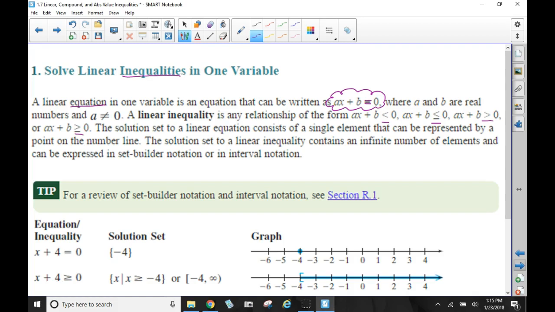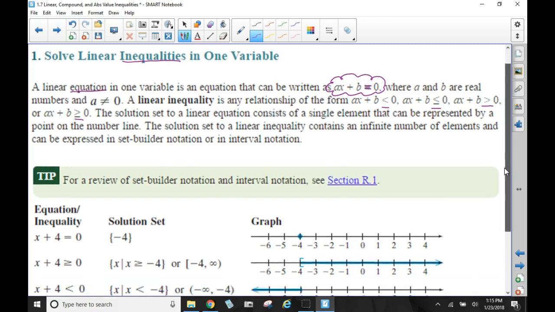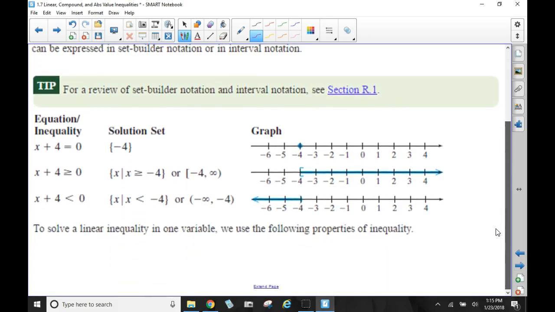But the solution set to a linear inequality contains a whole range of numbers that would live on our number line. Let's look at the difference here. Notice that it says on the tip that if you want to review set builder notation and interval notation, see section R.1. We'll be looking at that as we go through our discussion here today.